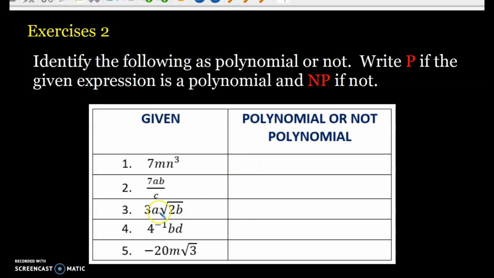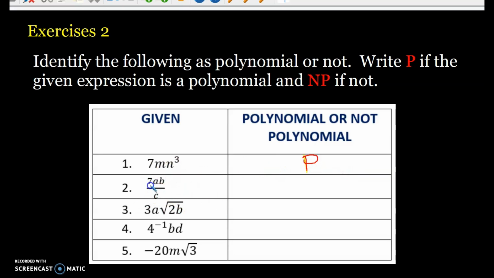So let's proceed. Number 1, the given is 7m and q. So take a look at the variables. The variables there, do they have a negative exponent? As you can see, there is no negative exponent. Therefore, the given expression is a polynomial. Okay? It's a polynomial. So we write P.